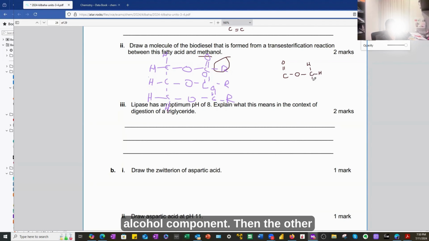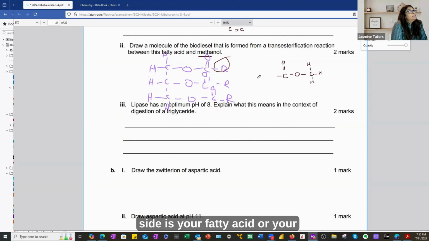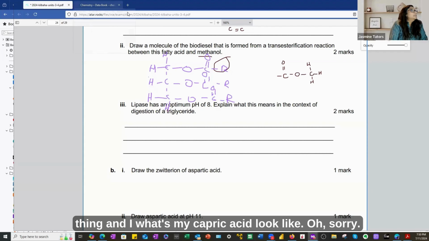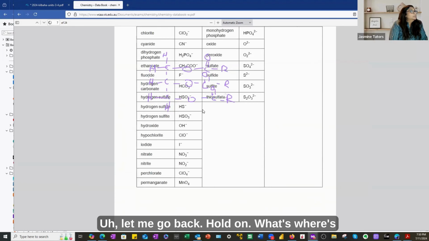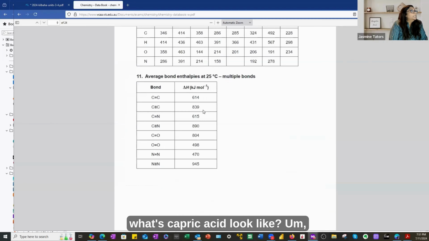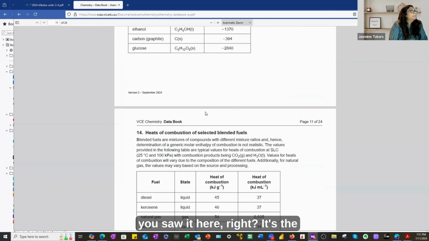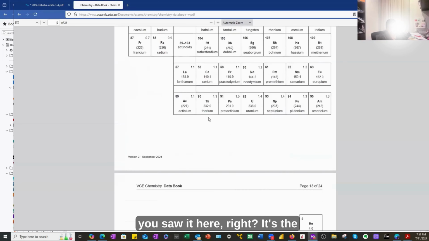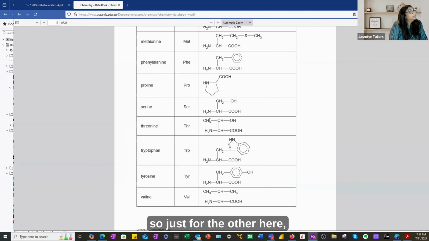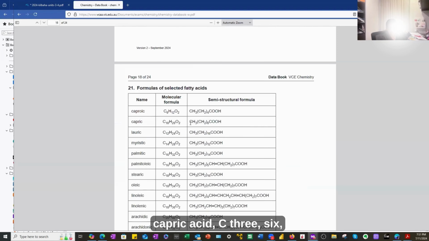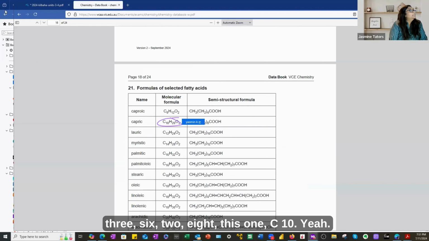That's the alcohol component. Then the other side is your fatty acid, or your capric acid. So I go back to my data booklet and check what my capric acid looks like. You saw it here, right? It's in the list. Yes, it is. Capric acid, CH3, CH2 eight times, this one, C10.